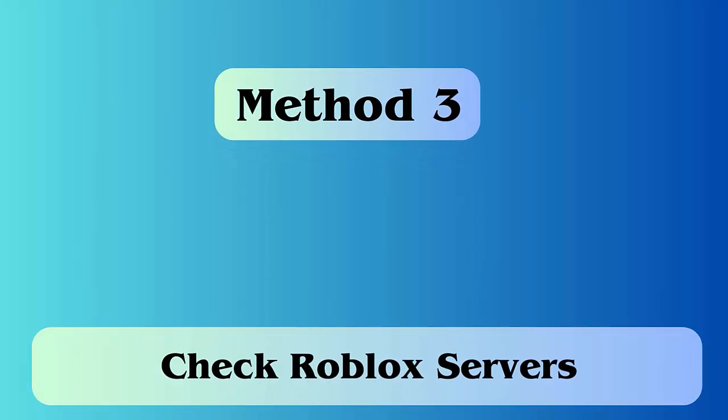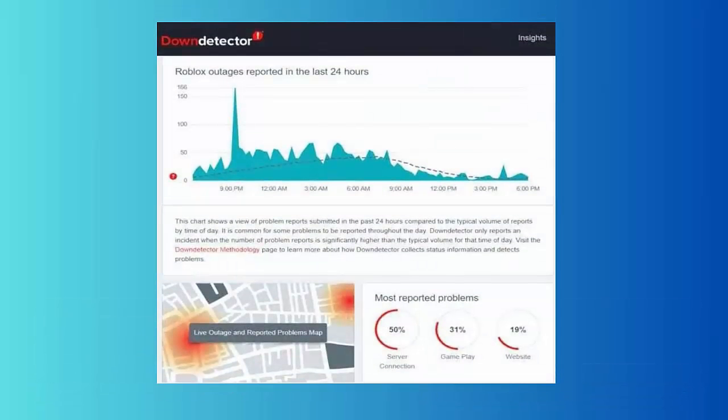Method 3. Check Roblox servers. When servers of the Roblox app are down, you can encounter error code 524. You cannot do anything except to wait. You can check about the current status by visiting Down Detector website or official Twitter handle.